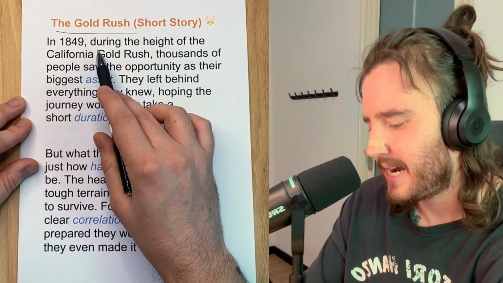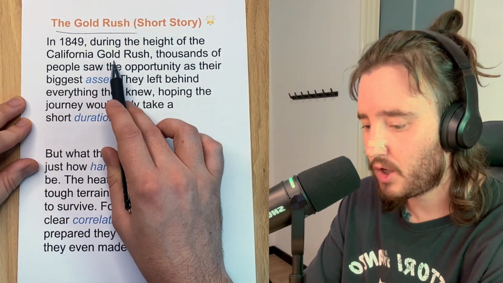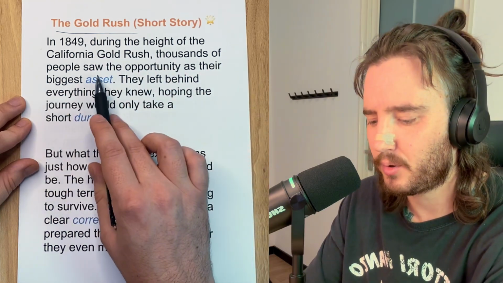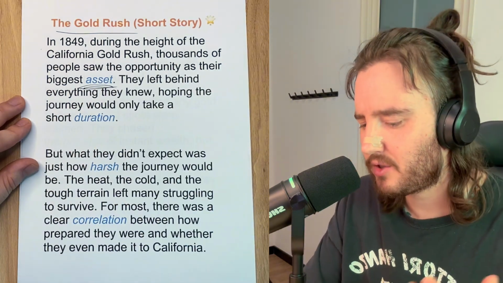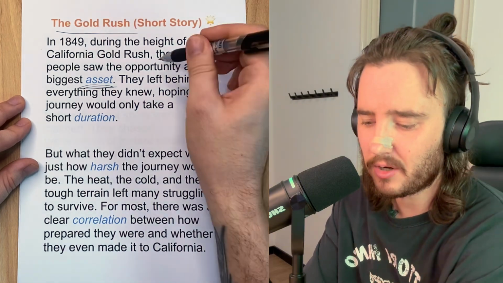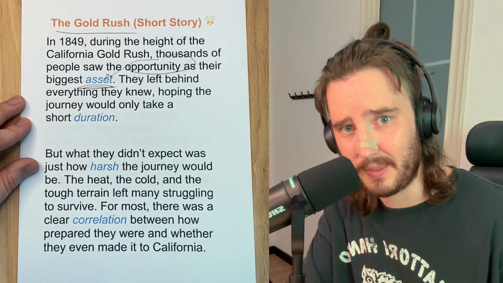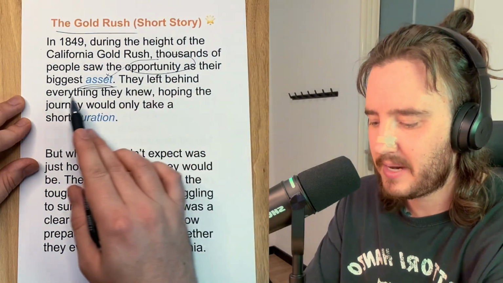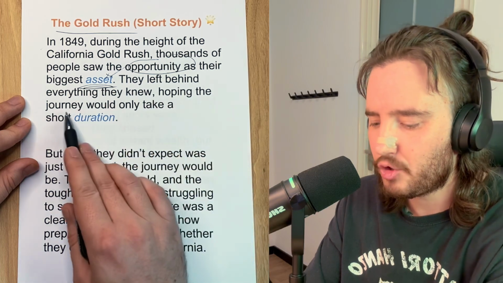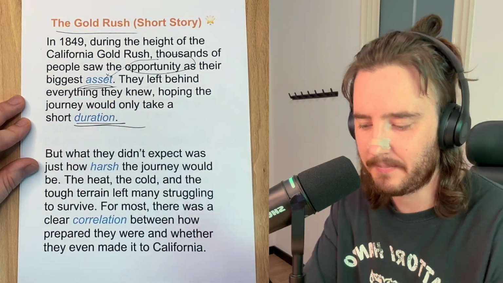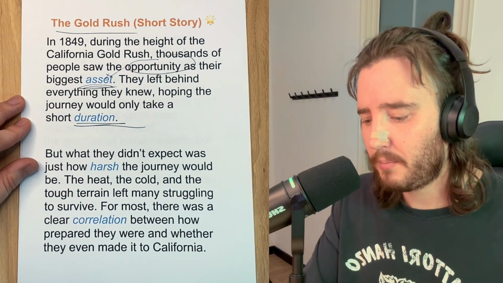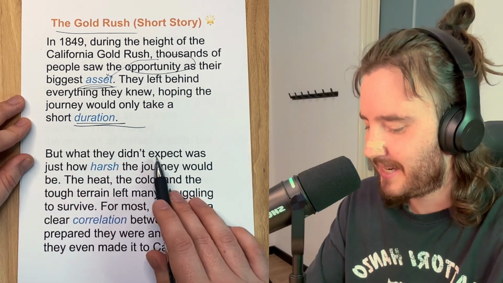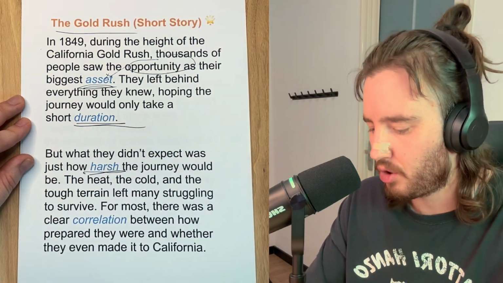In 1849, during the height of the California gold rush, thousands of people saw the opportunity as their biggest asset. Okay, they saw this opportunity to go out to California and find gold. They saw this opportunity as a real asset to them and their futures, right? They left behind everything they knew, hoping the journey would only take a short duration. They were hoping that the length of the journey would not be too long. They were hoping for a short trip, but what they didn't expect was just how harsh the journey would be.